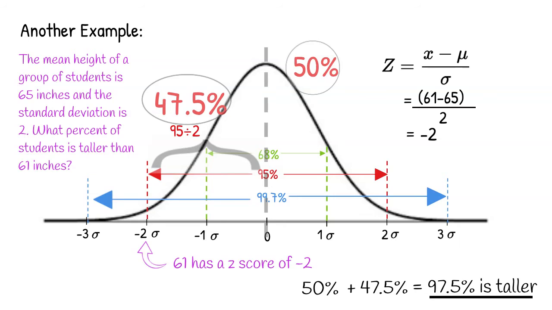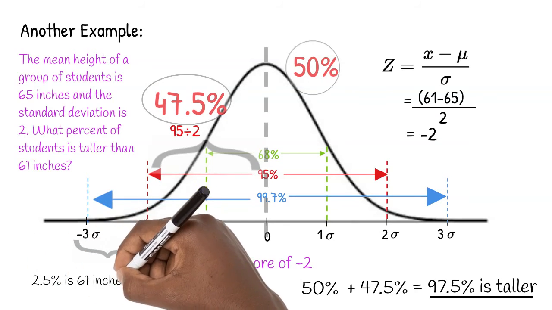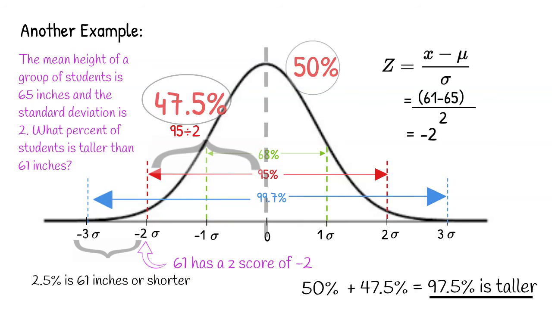If instead we were asked for the percent 61 inches or shorter, we would subtract our answer, 97.5, from 100% and get that 2.5% of students is 61 inches or shorter.